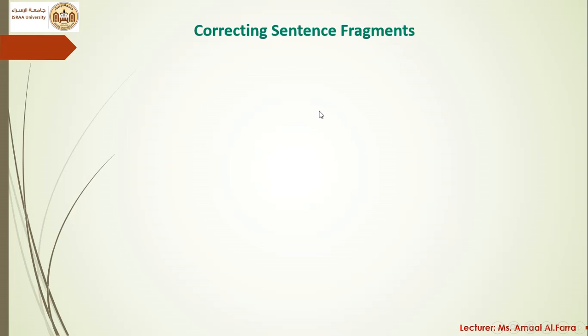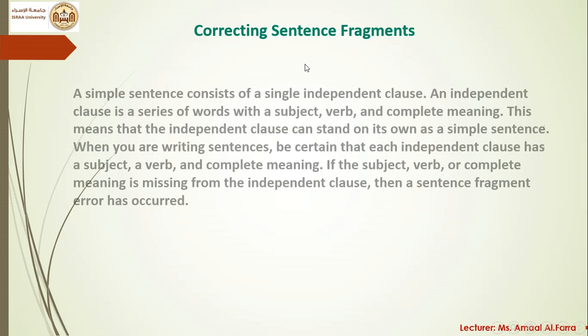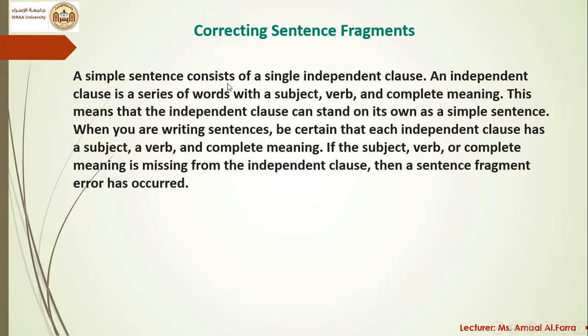Now, correcting sentence fragments. Fragments means making errors. The sentence has errors, and we want to correct these errors. A simple sentence consists of a single independent clause, as we said. It has a subject, it has a verb, it has a sufficient meaning. So it is called an independent clause because it gives the full meaning. An independent clause is a series of words with a subject, a verb, and complete meaning. This means that the independent clause can stand on its own as a simple sentence. No need to connect it with other sentences to give meaning.